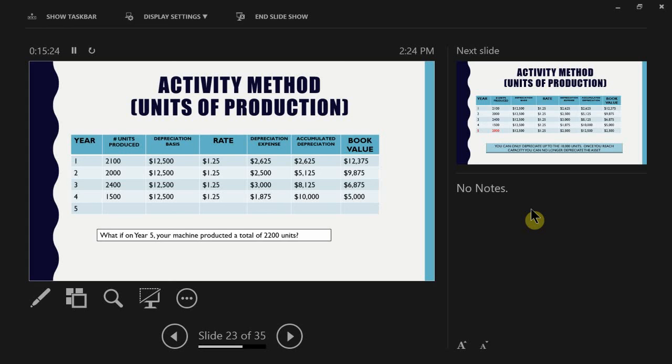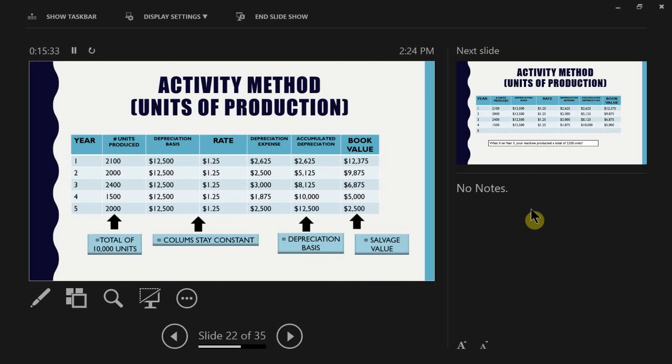I'm just going to continue and then we'll take a break and do the example afterwards. Now, all I need you to understand is that once you solve for the depreciation basis and the depreciation rate, they all stay the same. So you don't need to do the extra step anymore. All you need to do is calculate the depreciation expense, because every year it's going to be different depending on how many units you produce. And lastly, the accumulated depreciation should match your depreciation basis and your book value should match your salvage value.